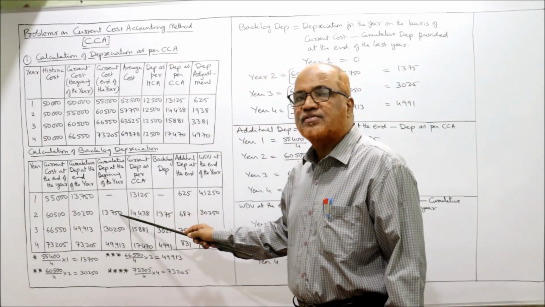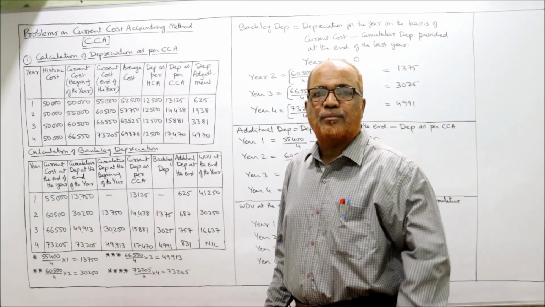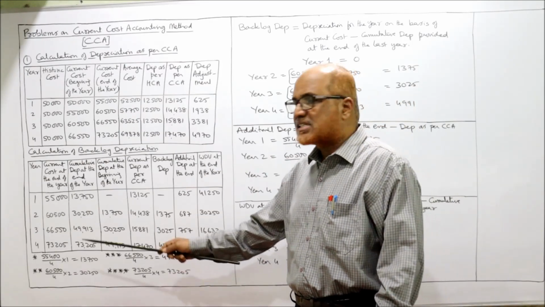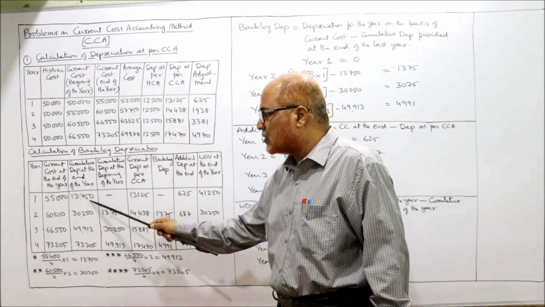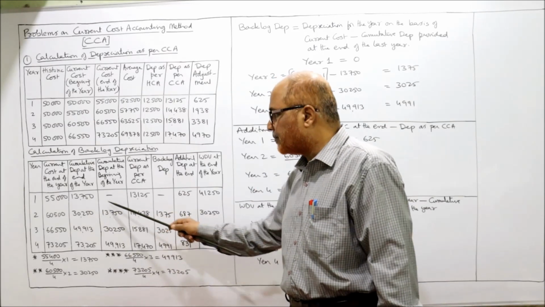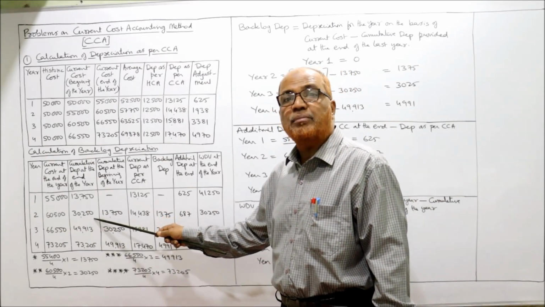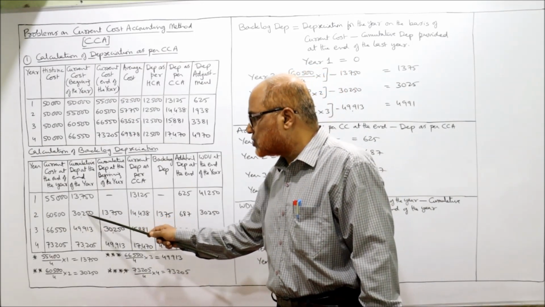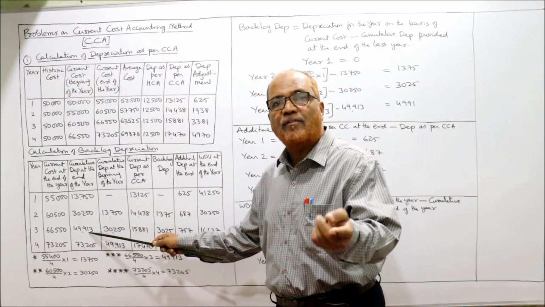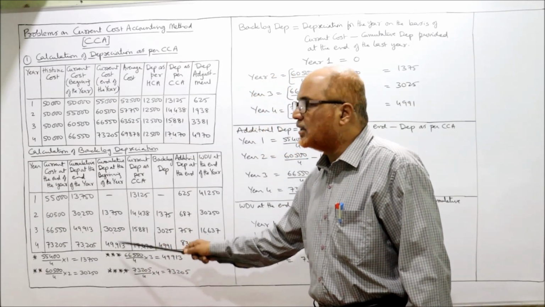At the beginning of second year, the first year ending becomes the second year beginning. So first year ending, how much depreciation? 13,750 is the end of the first year. This will become second year beginning. Here 13,750. Then second year ending will become third year beginning. So 30,250 is third year beginning. And the third year ending will become fourth year beginning. So 49,913. That's it.